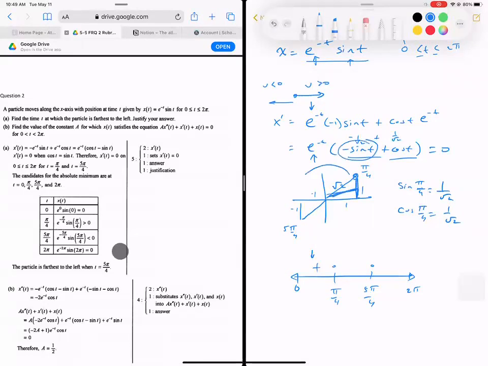Over here, from here to here, if I plug in pi over 2, what would that be? Sine of pi over 2 is 1, but the cosine is 0, so it's going to be negative. And then over here past it, at 3 pi over 2, the sine is negative, negative times negative is a positive, cosine is 0, so we're looking at a positive number.